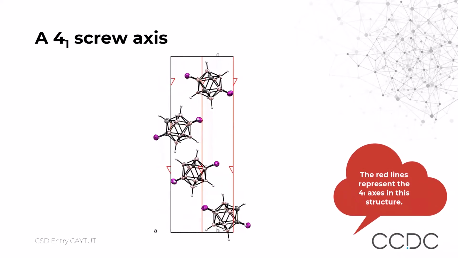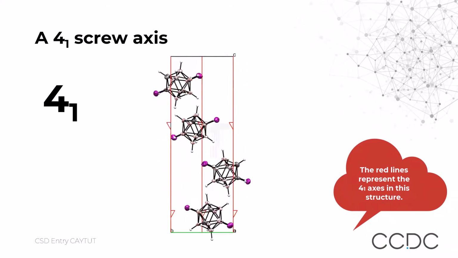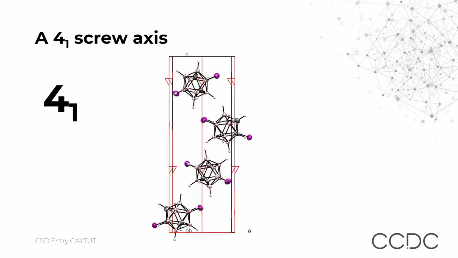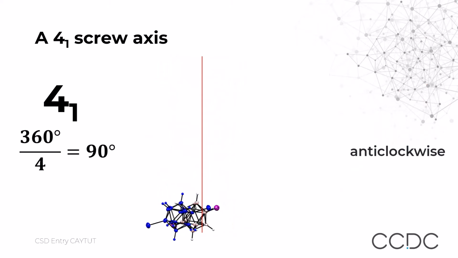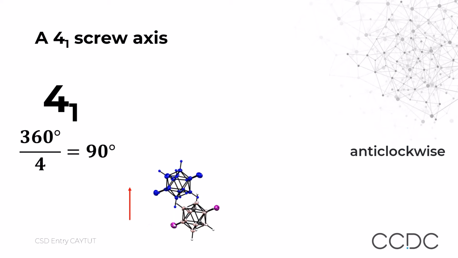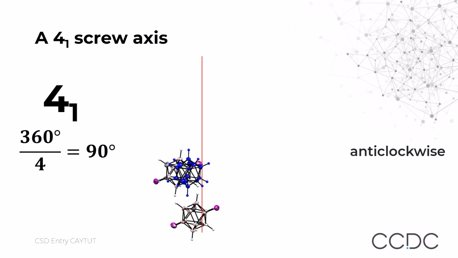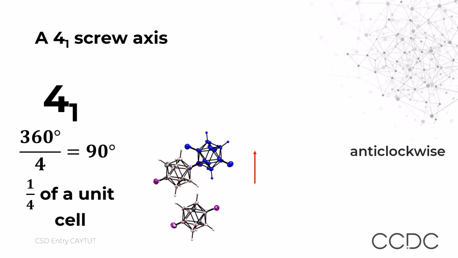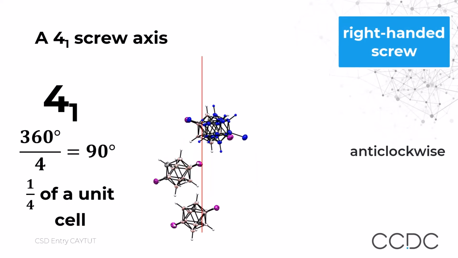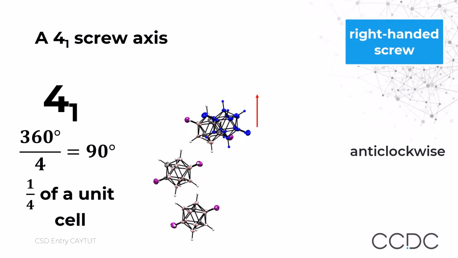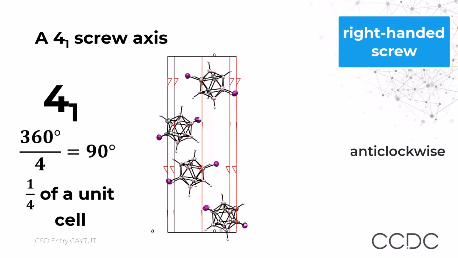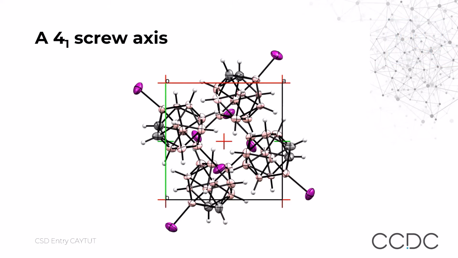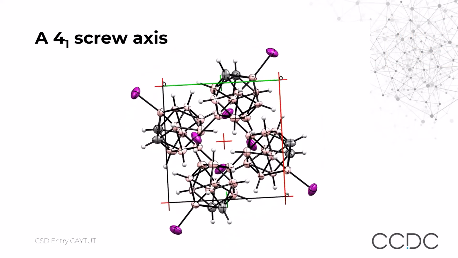The next structure has a 4-1 screw axis, shown in red. Here the molecule is rotated 360 degrees over 4, or 90 degrees anti-clockwise, around the screw axis, then translated by 1/4 of a unit cell each time. This creates a right-handed screw. Once again, we can look down the axis to visualize the rotation more clearly.